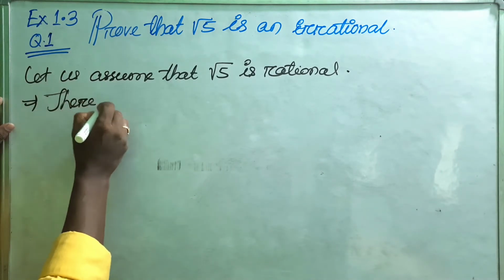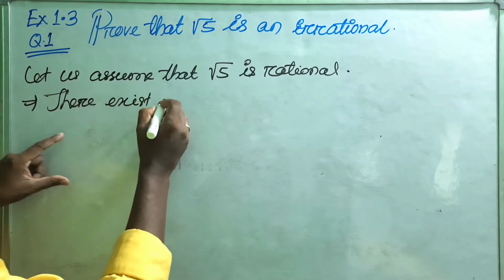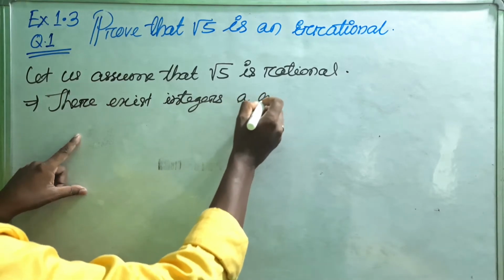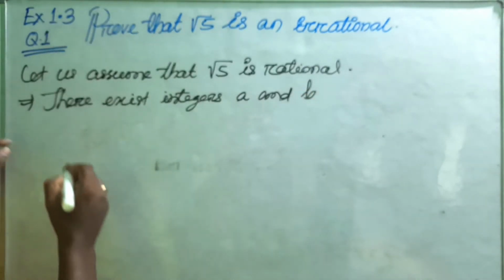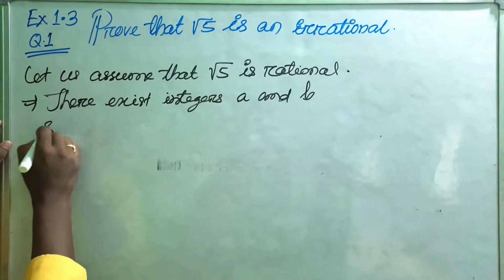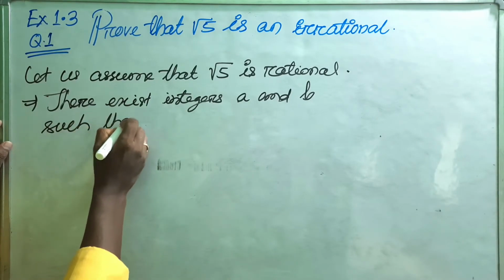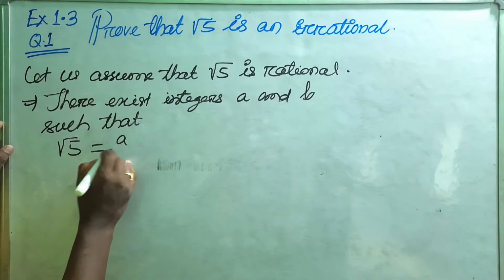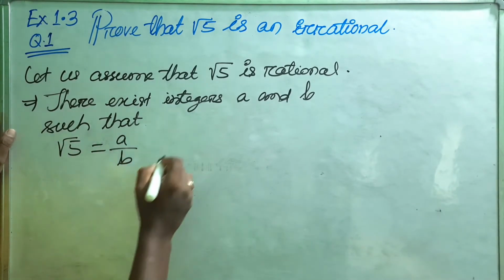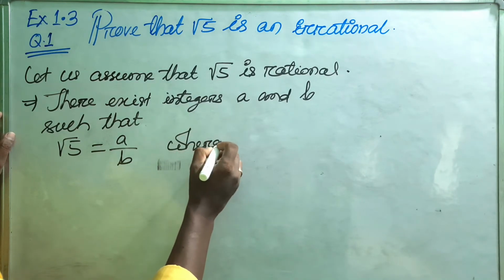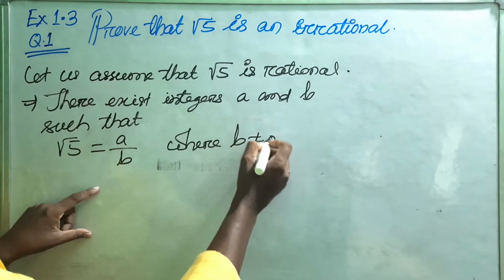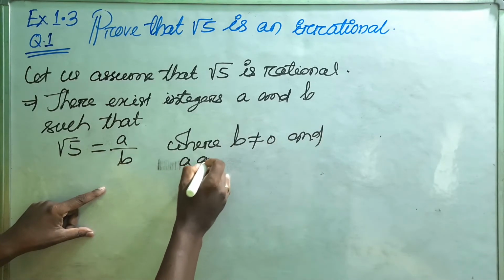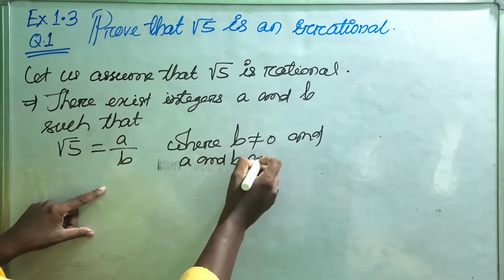So this implies there exist integers a and b such that root 5 is equal to a by b, where b is not equal to 0 and a and b are co-prime.